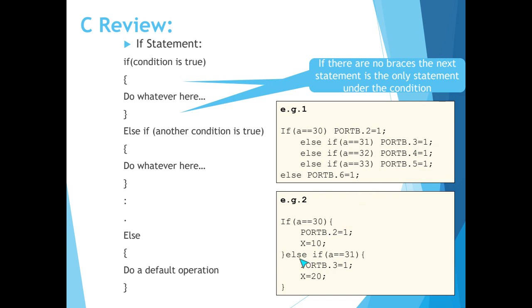However, here I have examples related to that. For if, as you see, the condition is written here, A is equal 30. Now, we said that the equal operator uses double equals in C language. If A is equal 30, port B.2 is equal 1, semicolon. This is the body of if. But why didn't we use curly braces here? Why?